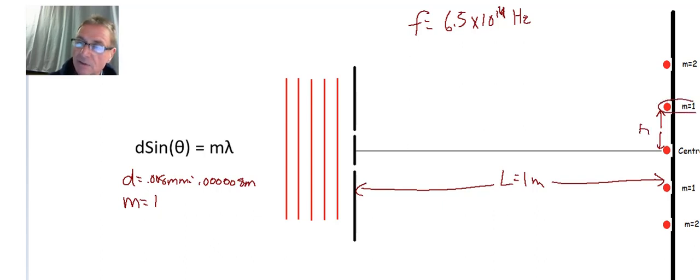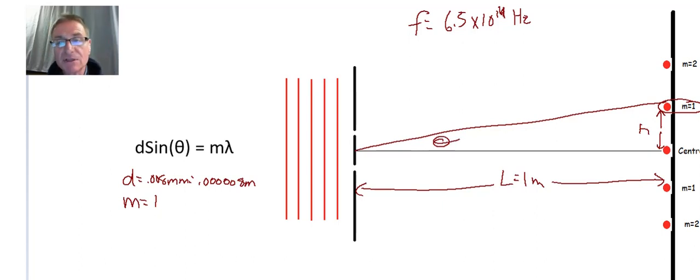Because it's the first order dot, first order fringe, we want to know what h is. What we're going to need to figure out is what theta is. Let's see if I can draw a semi-straight line here, because remember, this angle in here is theta. If I know my length, which is 1, and I know my angle, I can get the height using trig. That's not too bad.